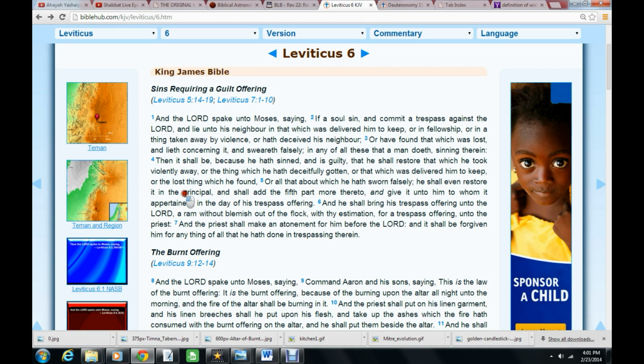So you will give how much you owe them, plus a fifth part more, and give it unto him to whom it appertaineth, in the day of his trespass offering. And he shall bring his trespass offering unto the Most High, a ram without blemish out of the flock, with the estimation, for a trespass offering, unto the priest. And the priest shall make an atonement for him before the Most High. So he would use a ram for this guilt offering. And it shall be forgiven him for anything of all that he hath done in trespassing therein.